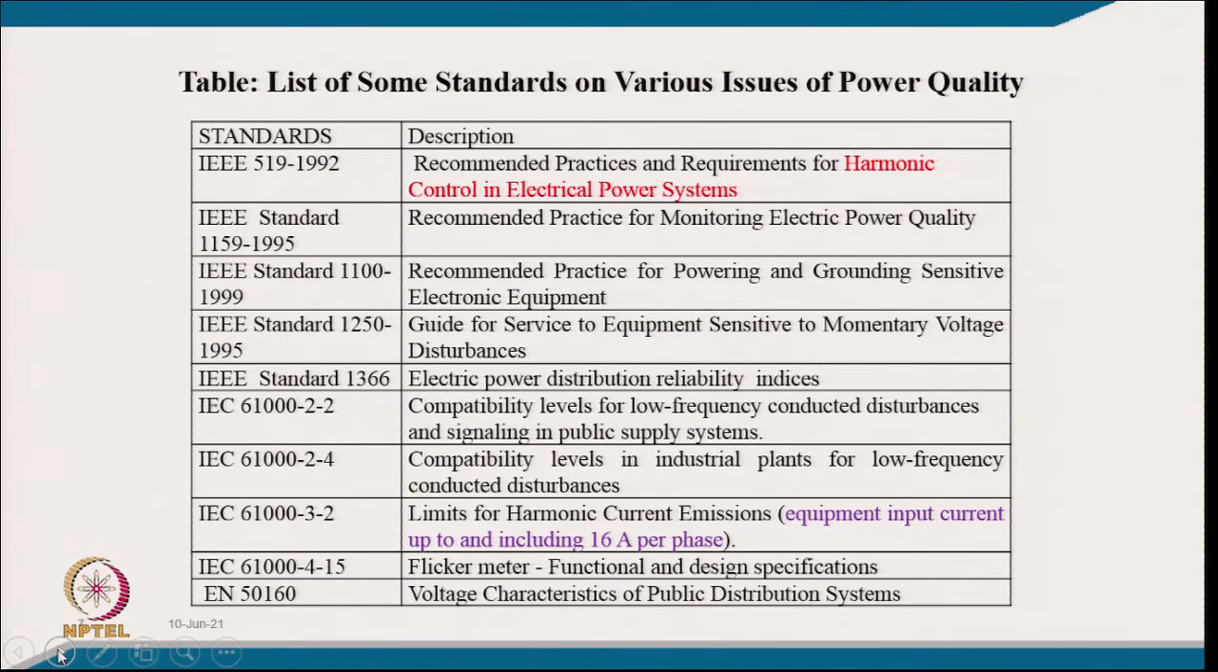Another organization which we already talked about is the IEC, the International Electrotechnical Commission from Geneva, a commercial standard, and they have a standard called 61000. There are different parts of this standard, probably 15-16 parts, and we are talking about just a few here: part 2, compatibility level of low frequency conducted disturbances and signaling in public supply system, and another standard 2-2-4, compatibility level in industrial plant and low frequency conducted disturbances, and IEC 61000-3-2, limits for harmonic current emission, equipment input current up to and including 16 ampere per phase.